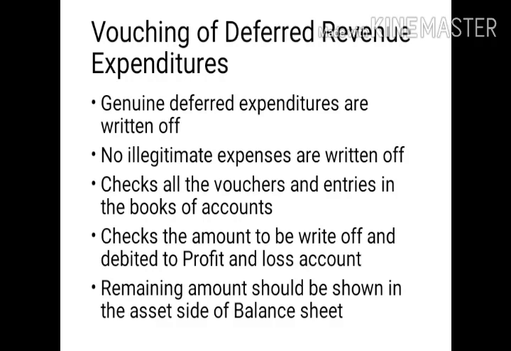Fourthly, it is the duty of the auditor to see the correctness in the calculation of the amount written off, as deferred revenue expenditure is spread over a number of years, and it should be deducted or debited to the profit and loss account. And finally, the remaining amount of this deferred revenue expenditure, or any expenditure like preliminary expenditure, should be recorded on the asset side of the balance sheet.